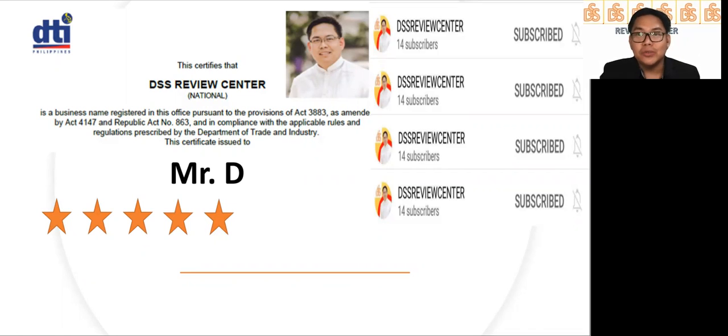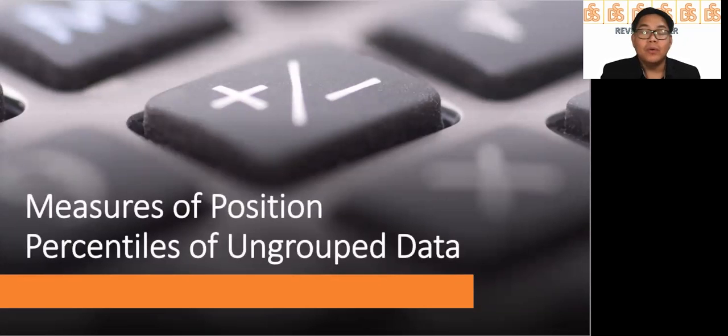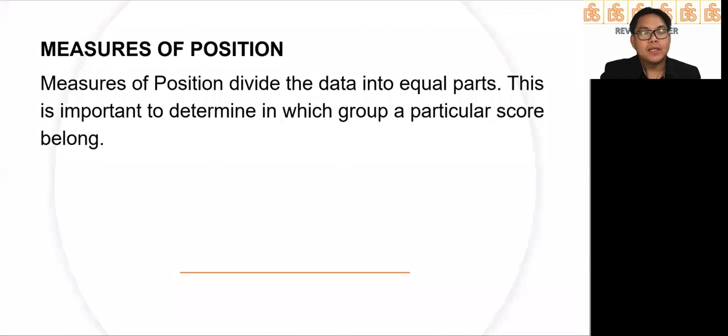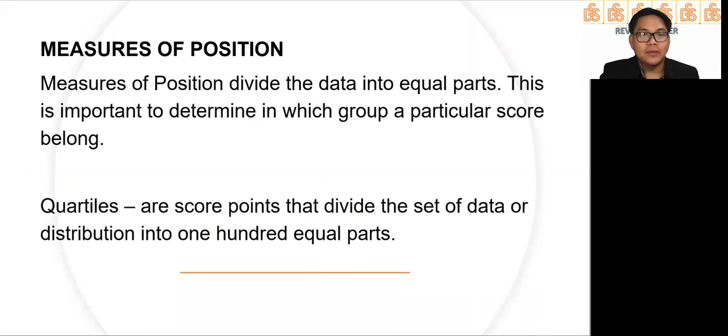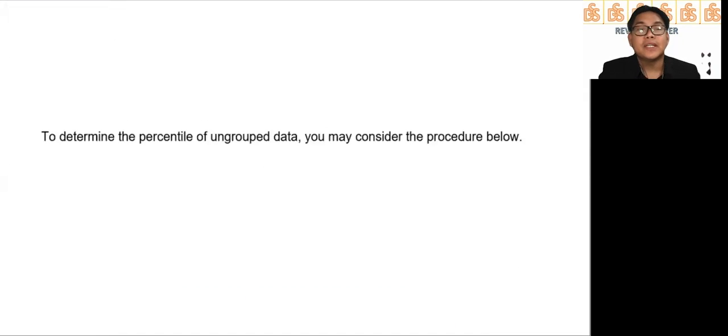And today, I'll be teaching you how to solve problems involving percentiles of ungrouped data. So, once again, percentiles of ungrouped data is under measures of position. Measures of position divide the data into equal parts, and this is important to determine in which group a particular score belongs. Percentiles are score points that divide the set of data or distribution into 100 equal parts. To determine the percentile of ungrouped data, you may consider the procedure below.